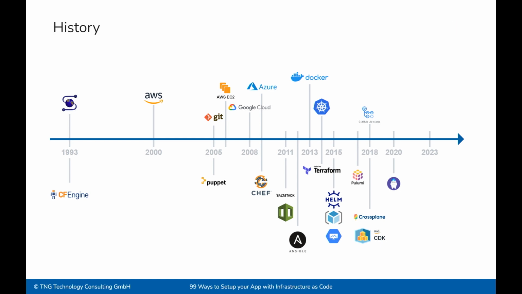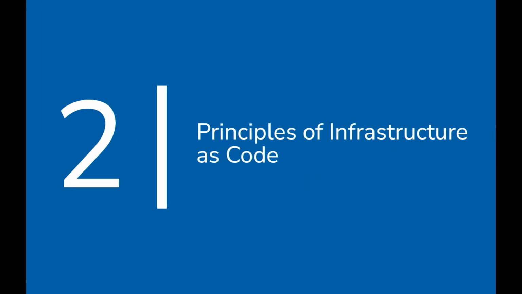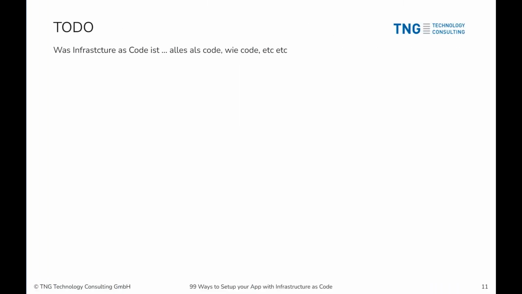Of course, we have not yet really spoken about what infrastructure as code actually is, what it means. So we would like to do so by telling you about the 4 key principles, which first is to define.